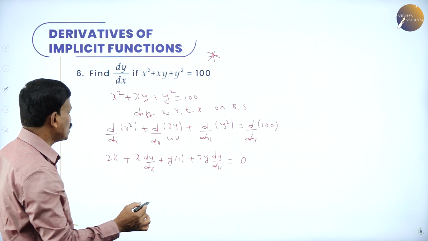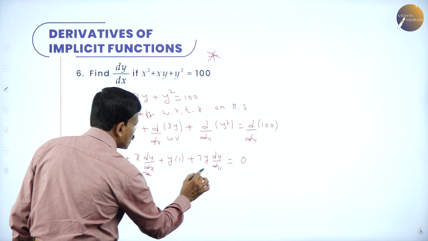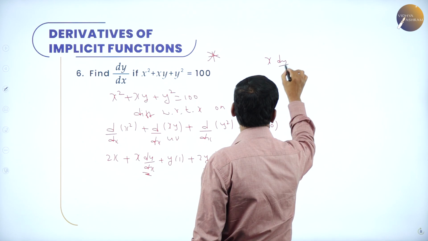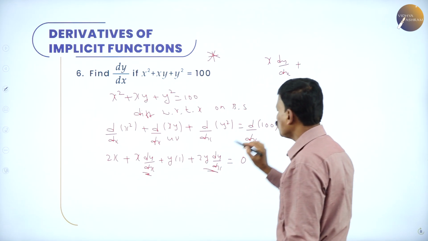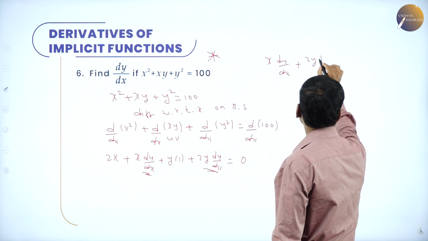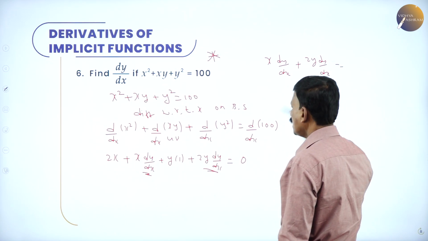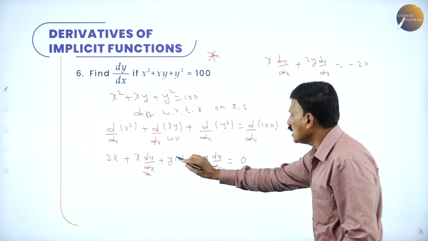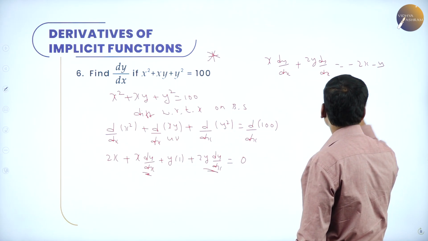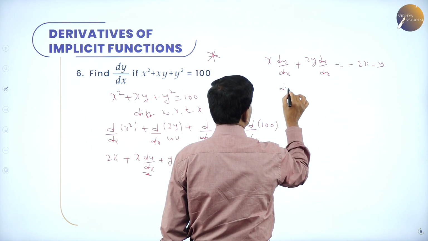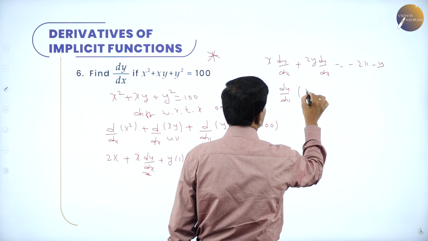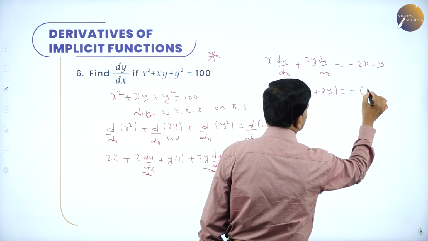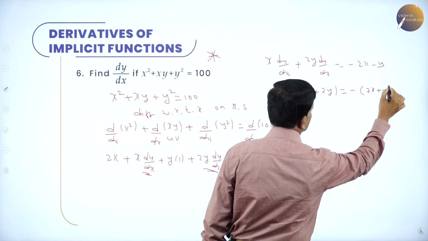Now collect the terms containing dy by dx. Just keep these here itself. What is left? x into dy by dx plus 2y dy by dx, and transfer plus 2x to the right hand side. This becomes minus 2x, and plus y becomes minus y. Now you can remove the common factor. We can take dy by dx out: x plus 2y. You can take minus out, then this is 2x plus y.